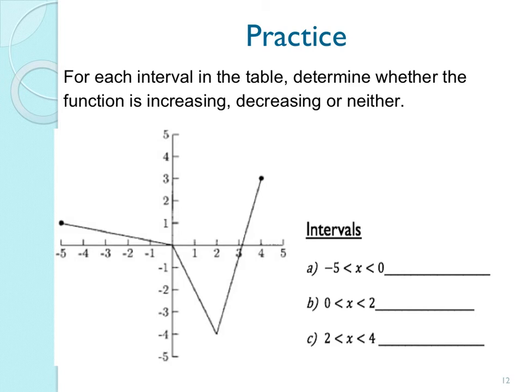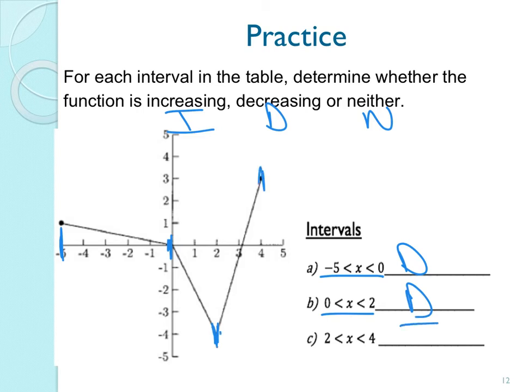Okay, so if we look at this from the numbers that they give me, from -5 to 0, it is decreasing, and I'm going to let D stand for decreasing, I stand for increasing, and N stand for neither, which is just staying the same. So from 0 to 2, which is this section, again it's decreasing. And then the last part, from here to here, it is increasing.